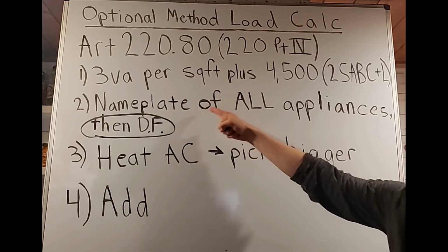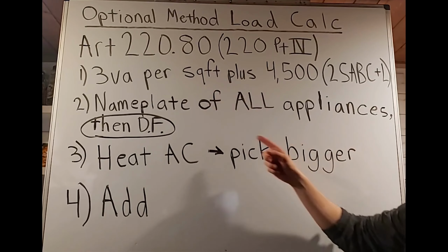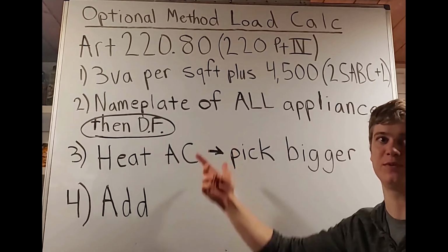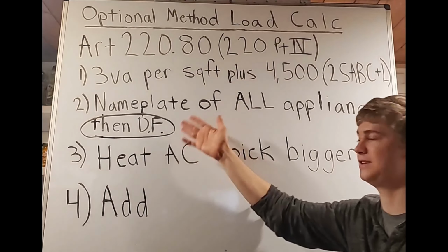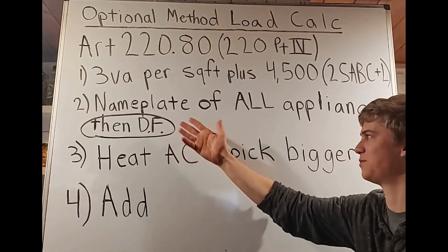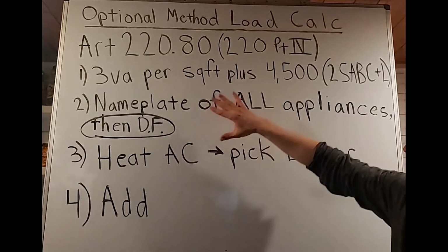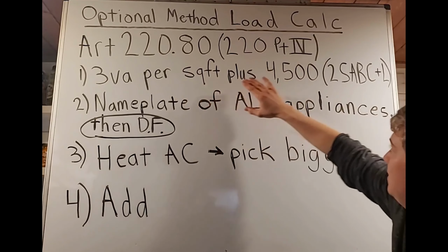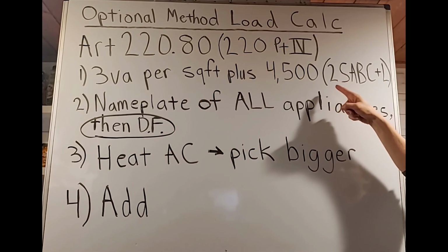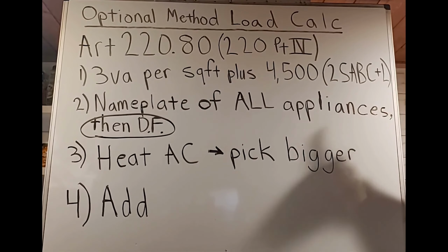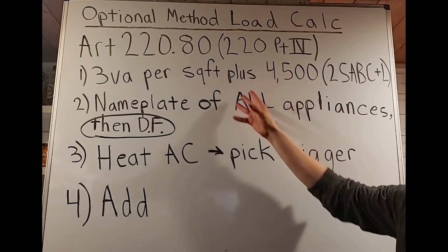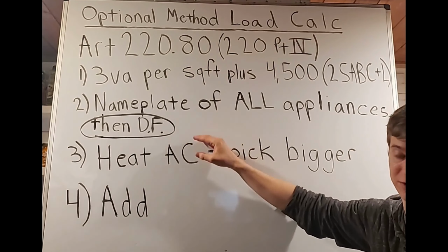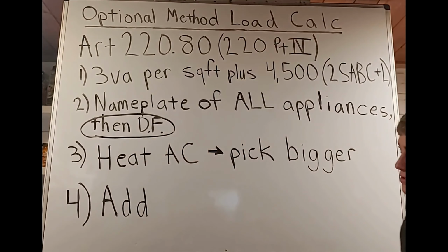Okay, but then after we get the nameplate of all of the appliances, we're going to add that demand factor that we talked about a little earlier. This will be explained in the practice question, so make sure you take a note of that, okay, because this is where the demand factor happens. It's after you know your square foot of your house, you times it by your 3 volt amps, and then you add your 4,500 minimum for the 2 small appliance branch circuits plus laundry. After you add all of that with your appliances, then you do the demand factor. Okay, so really remember that, because there's still a step after this, as you see step 3.